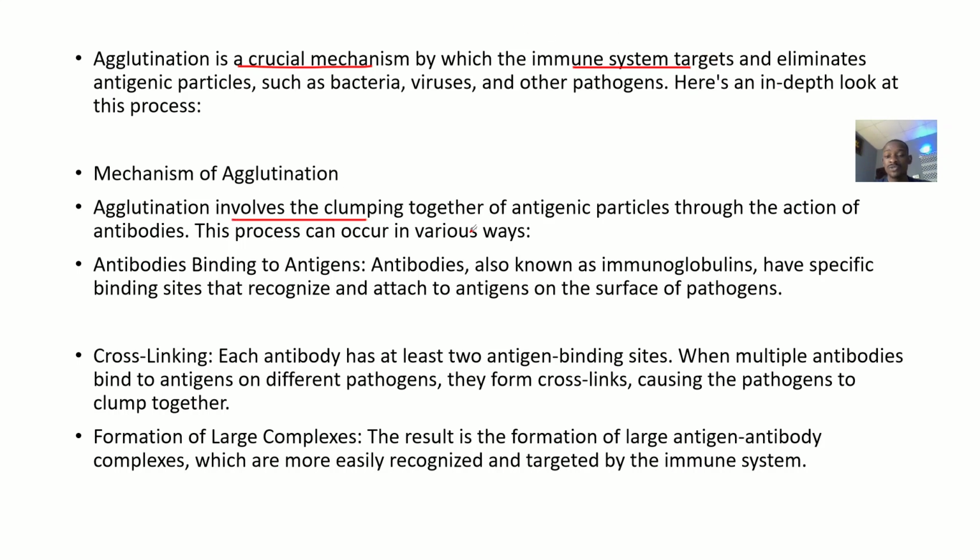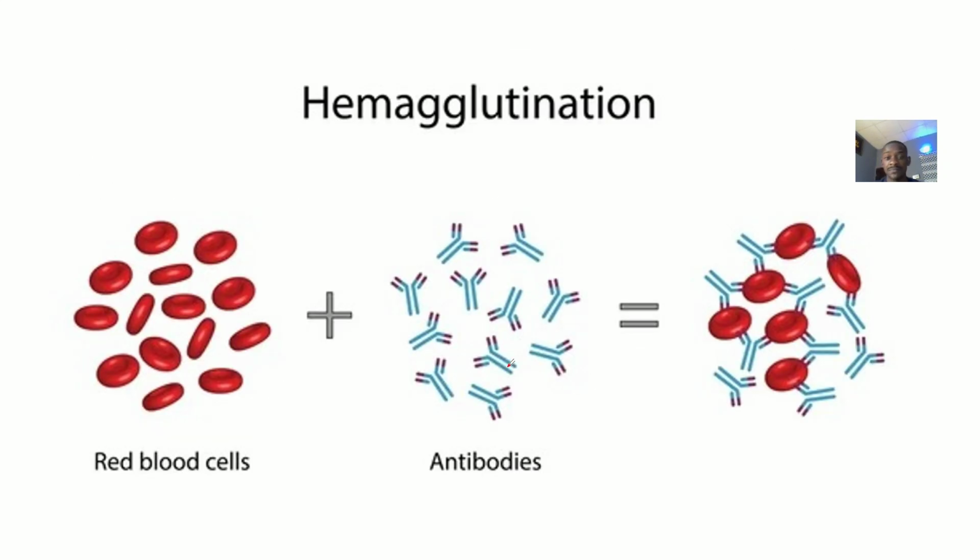Agglutination involves the clumping together of antigenic particles through the action of antibodies. Antibodies are combining with antigens. So antibodies bind to antigens. These antibodies, also known as immunoglobulins, have a specific binding site that recognizes and attaches to antigens on the surface of pathogens. Then cross-linking. Each antibody has at least 2 antigen binding sites.